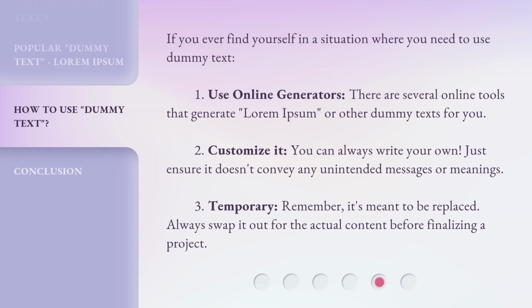If you ever find yourself in a situation where you need to use dummy text: 1. Use online generators. There are several online tools that generate Lorem Ipsum or other dummy texts for you. 2. Customize it. You can always write your own. Just ensure it doesn't convey any unintended messages or meanings. 3. Temporary. Remember, it's meant to be replaced. Always swap it out for the actual content before finalizing a project.